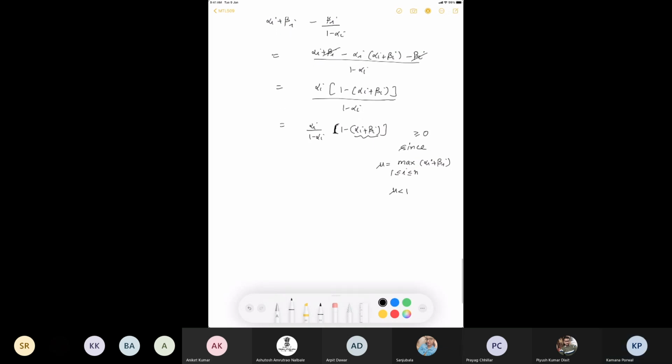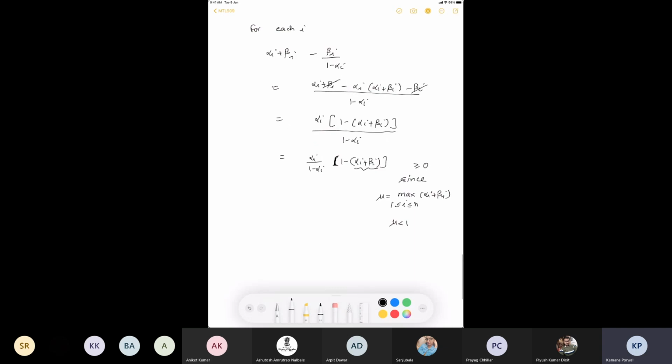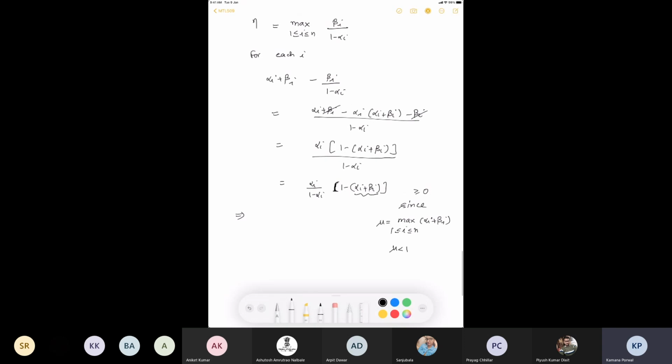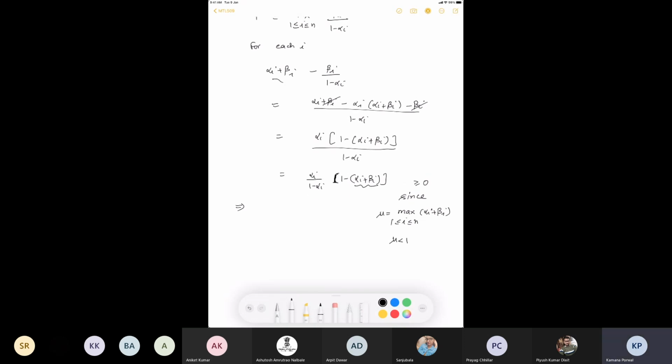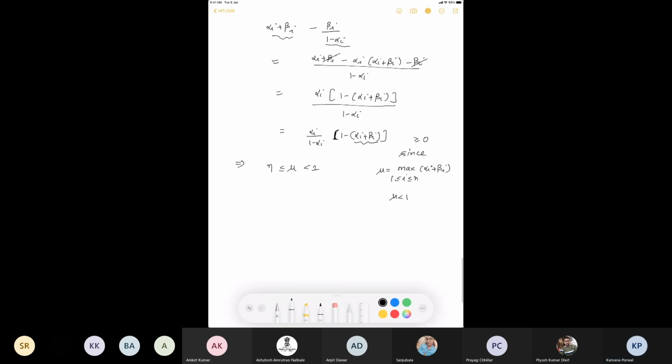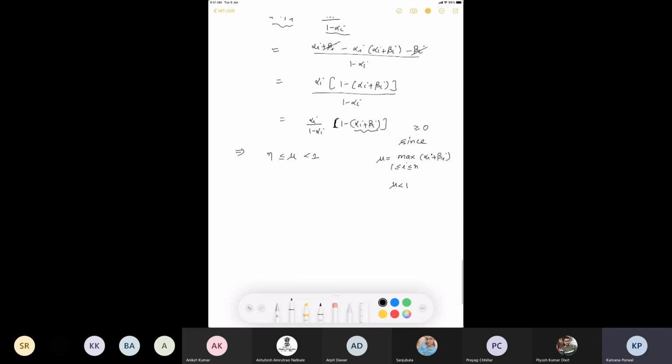Okay. So what have we got out of this? This implies that the maximum of this is mu and the maximum of this is eta. So basically I have that mu minus eta is greater than or equal to 0. This means that eta is less than or equal to mu, and mu is strictly less than 1. So we have two conclusions from here: eta is also strictly less than 1, and eta is also less than or equal to mu.